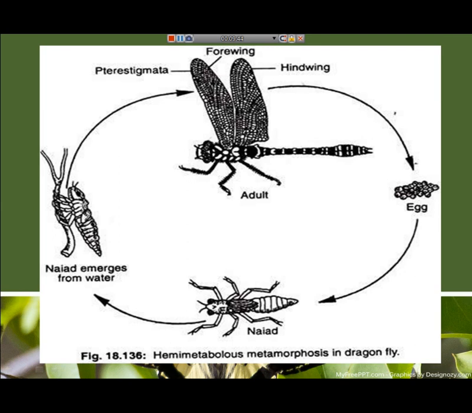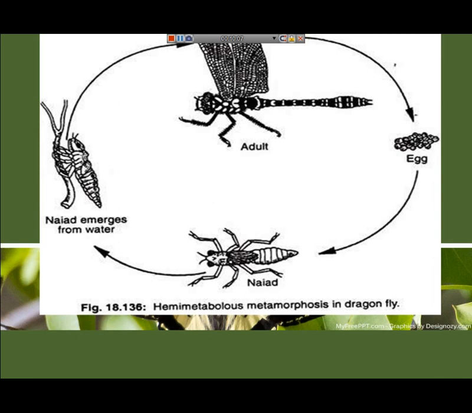So here we see an example of a hemimetabolous metamorphosis in dragonflies. The eggs are laid in the water where the naiads hatch and develop, and when they become adults, they shed through molting and develop wings.